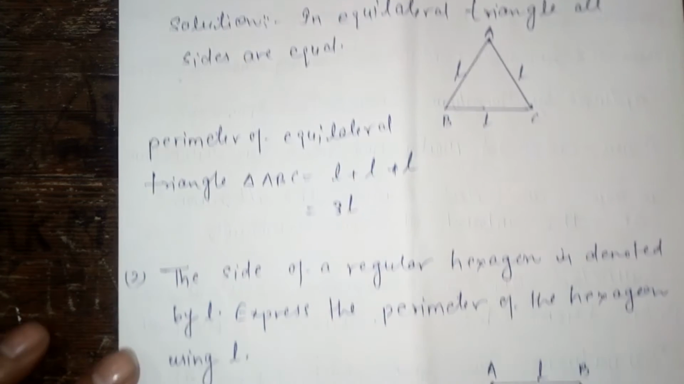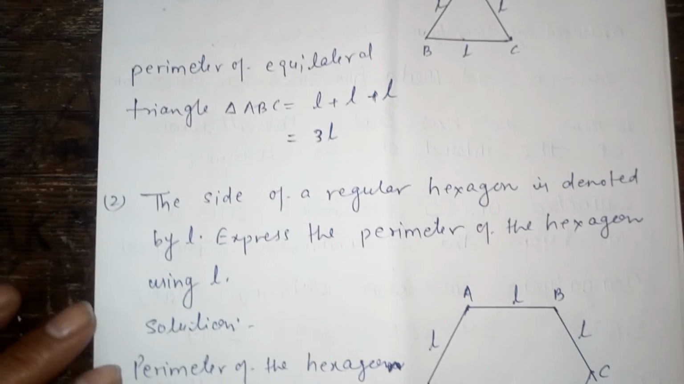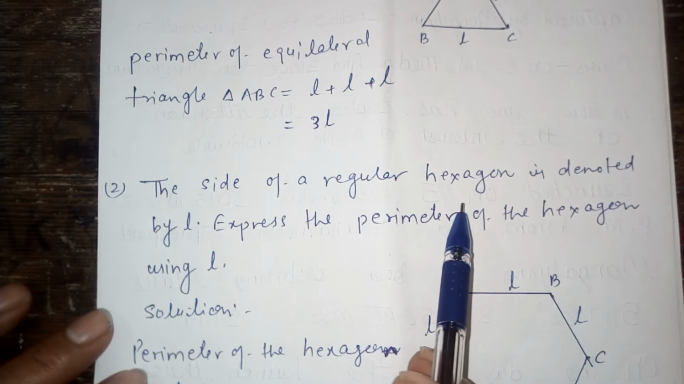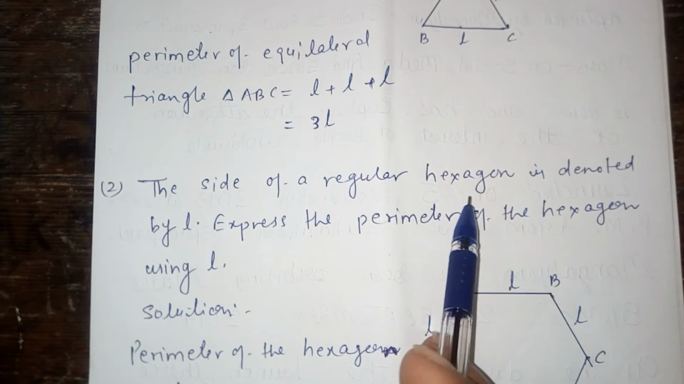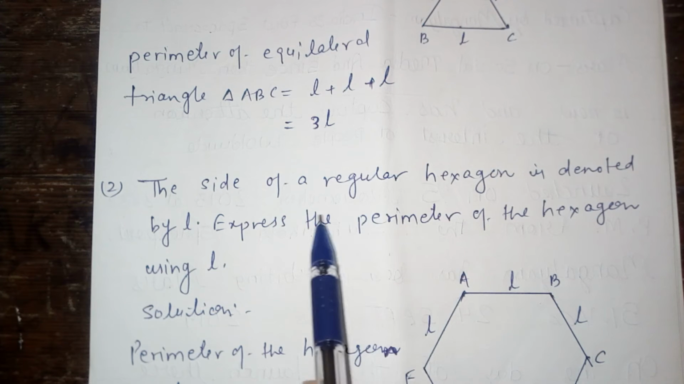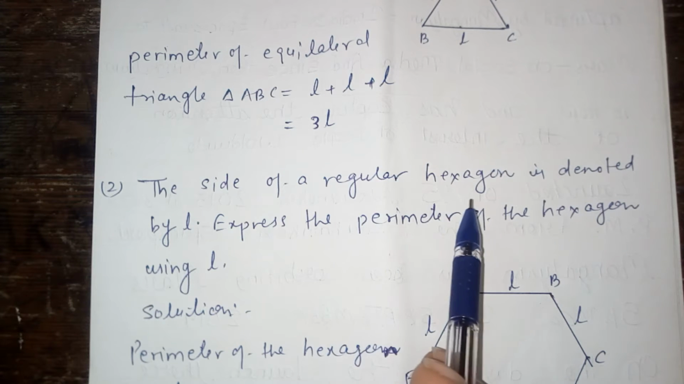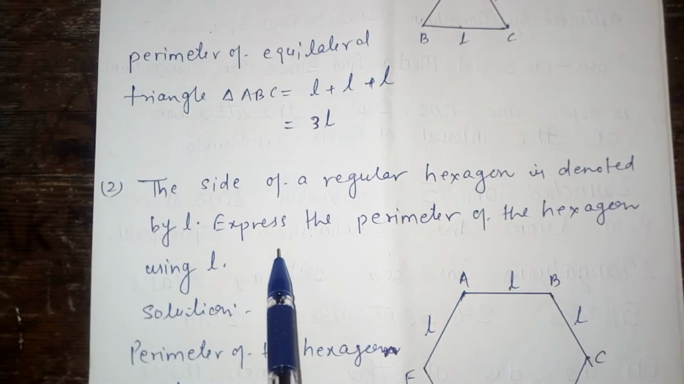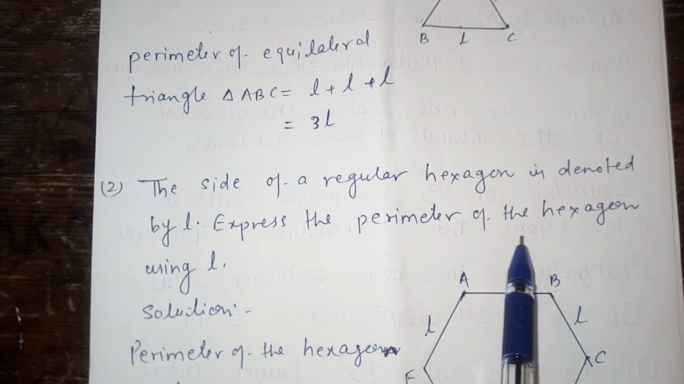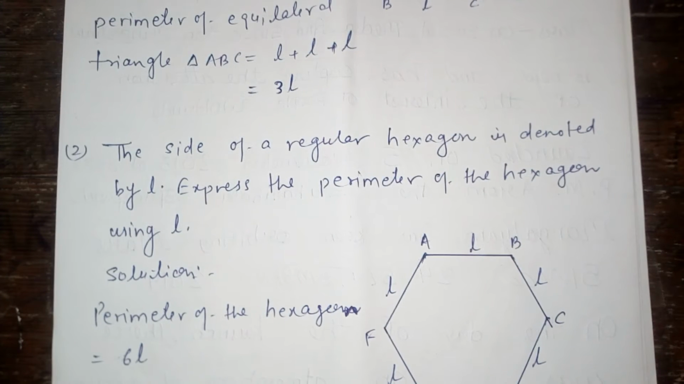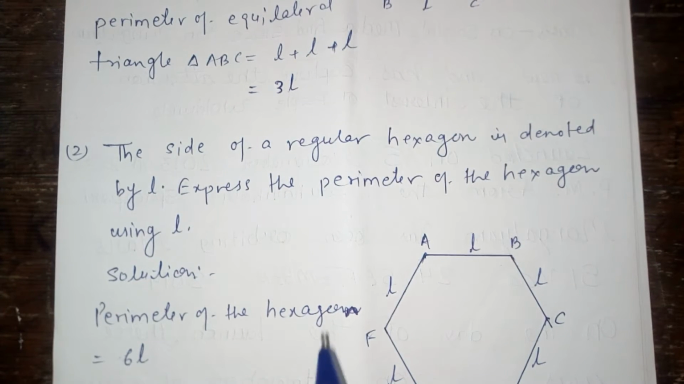Okay, my dear students, your next question is: the side of a regular hexagon. What is the meaning of regular hexagon? It will contain 6 sides. The side of a regular hexagon is denoted by L. Express the perimeter of the hexagon using L. This is a word problem, and we will convert it to algebraic form.